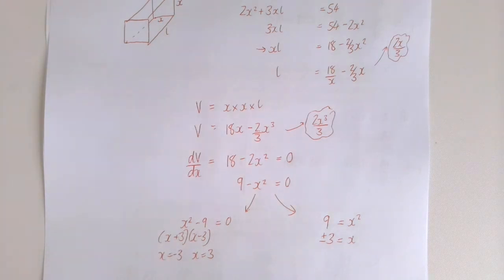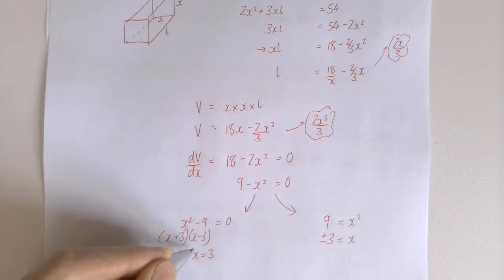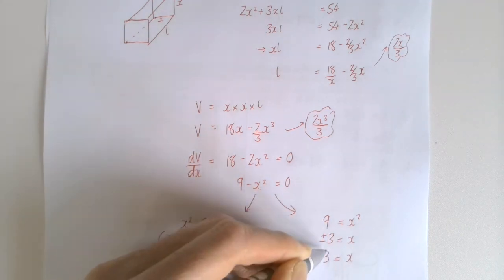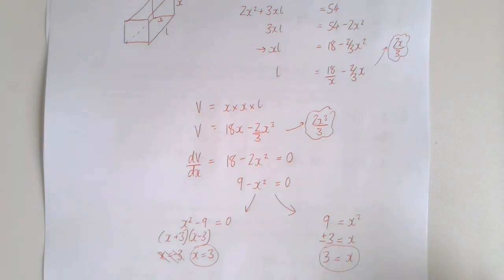There's a turning point in the size of the volume, don't know whether it's a maximum or minimum yet, when x is minus 3 or x is plus 3. Now x is the radius, the length of the end or the height of this box, so it can't be negative, can it? So we know we're dealing with plus 3 as our turning point, but is that a maximum volume or a minimum volume?